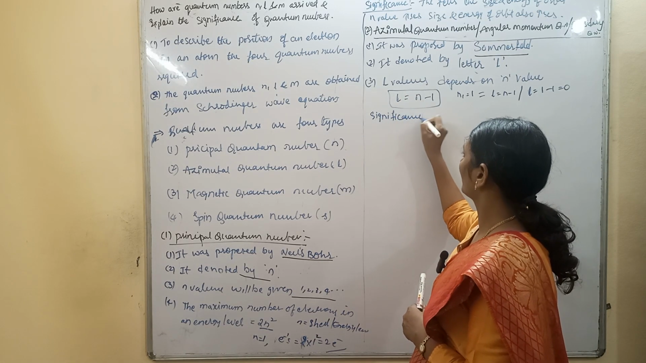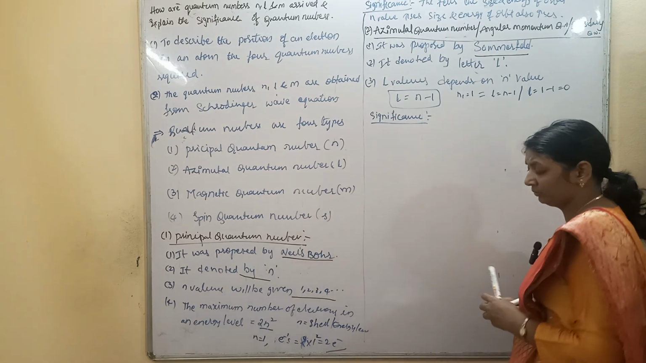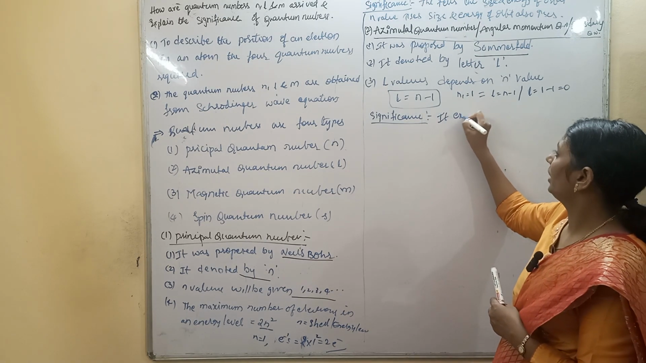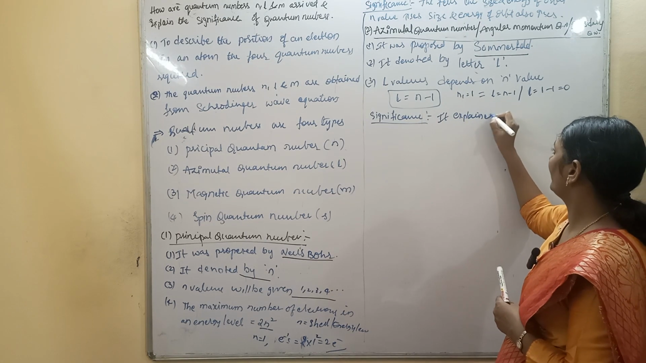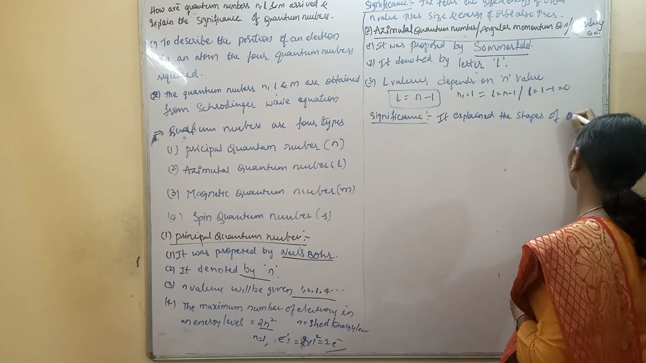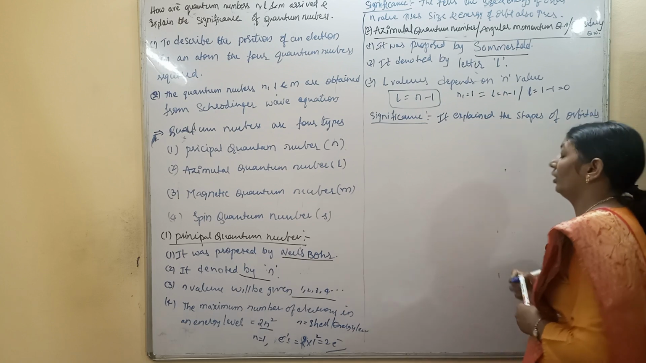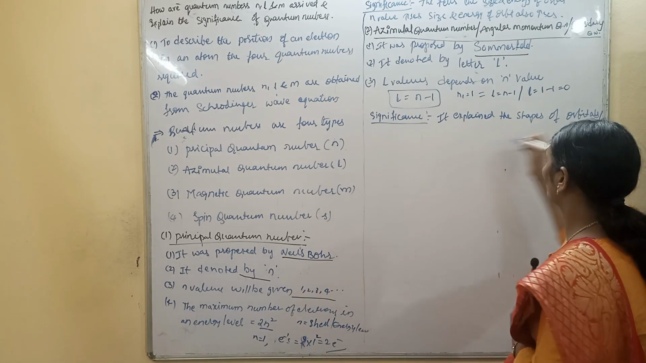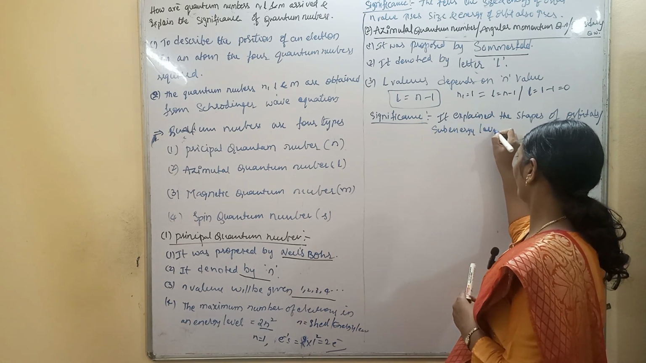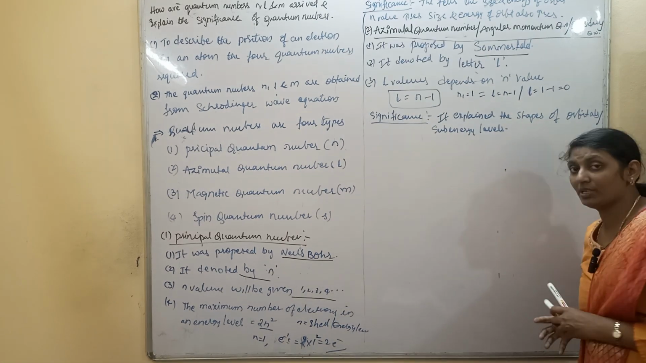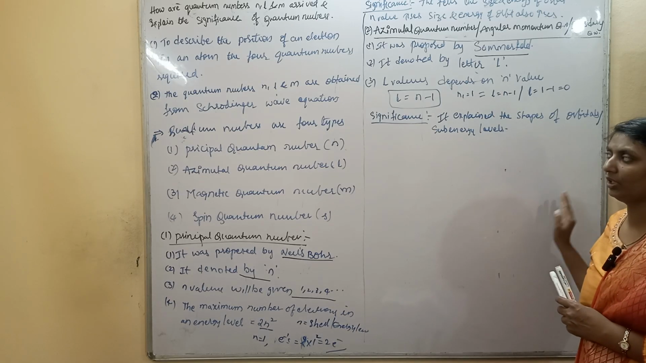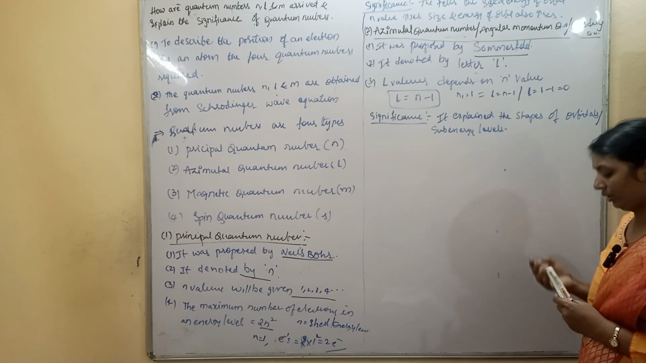Next, the fourth one is the significance. What is the significance here? It explains the shapes of orbitals, or you can take it as sub-energy levels. It explains the shapes of sub-energy levels and how many electrons are present in them. So we are going to learn about this.